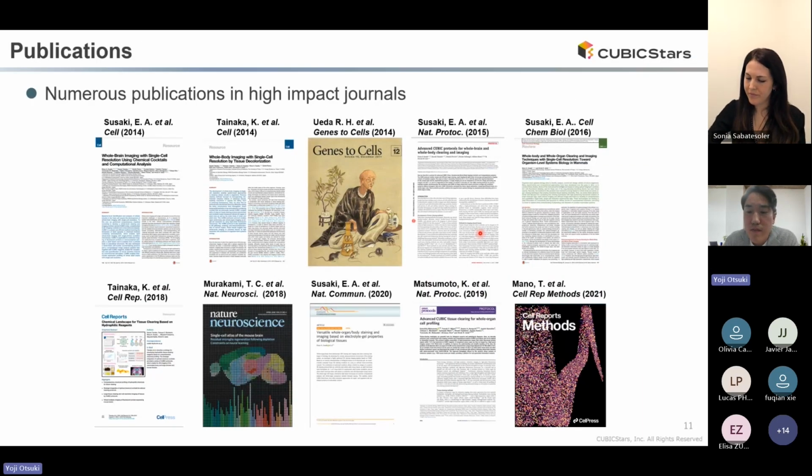Our work has been featured in numerous high-impact journals, including Nature, Cell, and Science. We believe this reflects not only the scientific credibility but also the broad application of our platform, including organoids and spheroids.